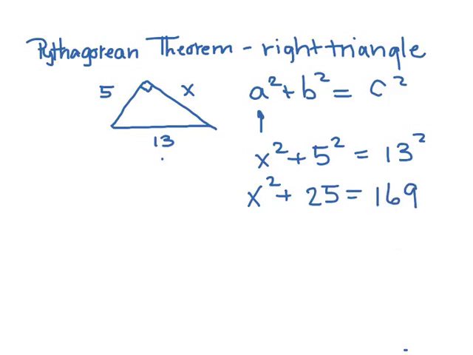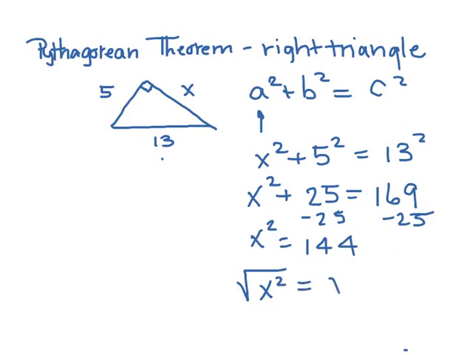13 squared is 169. Subtract 25 from both sides, and I get x squared equals 144. So I'm looking for a number, right? If I take the square root of x squared and the square root of 144, I'm looking for a number that when multiplied by itself gives me 144, so that's 12. So the third side, the leg that I'm looking for, is 12.